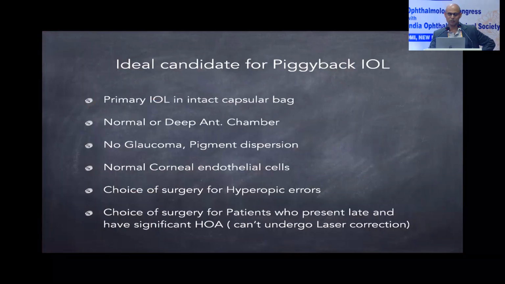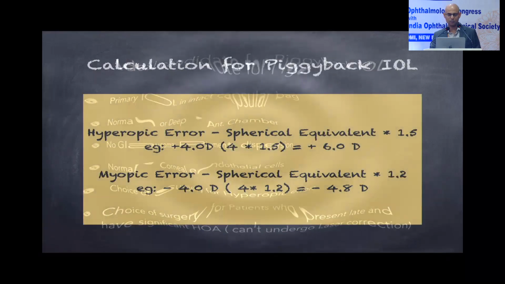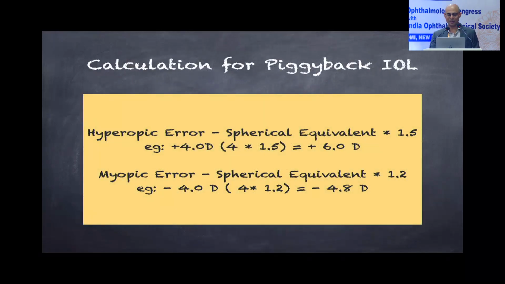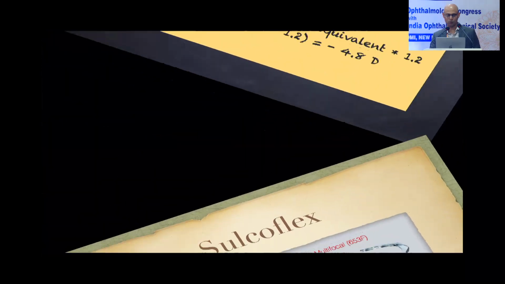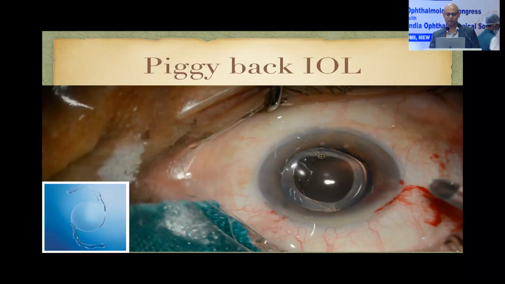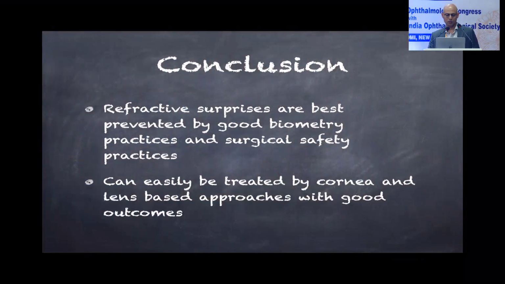subsequently. So an ideal candidate for a piggyback lens is one where the primary IOL should be intact and the capsular bag should be intact, the pupil, iris, everything should be healthy, and of course the endothelium, there should be no glaucoma, etc. So this is the way to calculate for piggyback lenses. If it is a hyperopic error, spherical equivalent to 1.5, myopic error spherical equivalent to 1.2. And Sulcoflex is the other one from Reina. So to conclude, refractive surprises are best prevented by good biometric practices and surgical safety practices, and can easily be treated by cornea and lens based approaches with good outcomes.